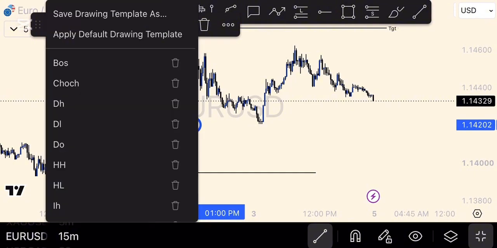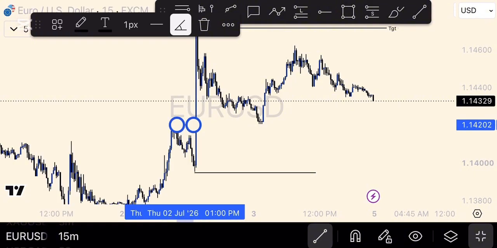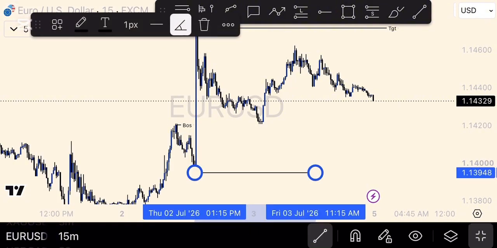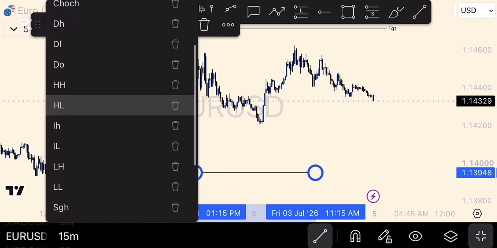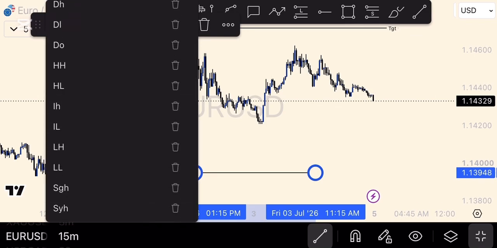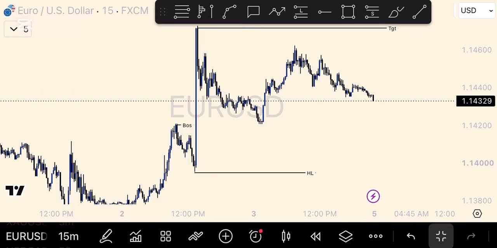I'm just going to label this so you can understand what is going on in case you're on the lower time frame and you are seeing them. So I'm going to label this as a higher low.